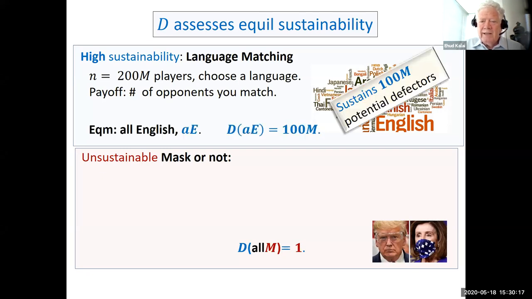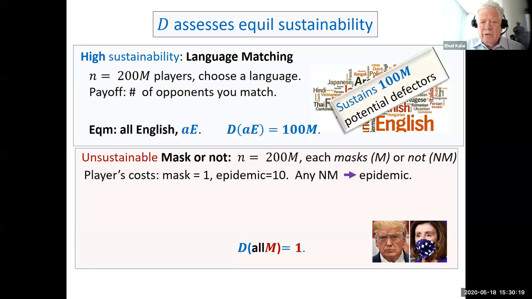It sustains 100 million defectors. Let me show you an example which is not like that. And the question is to mask, put a mask on or not, and there are 200 million potential players. Each can mask or not mask.